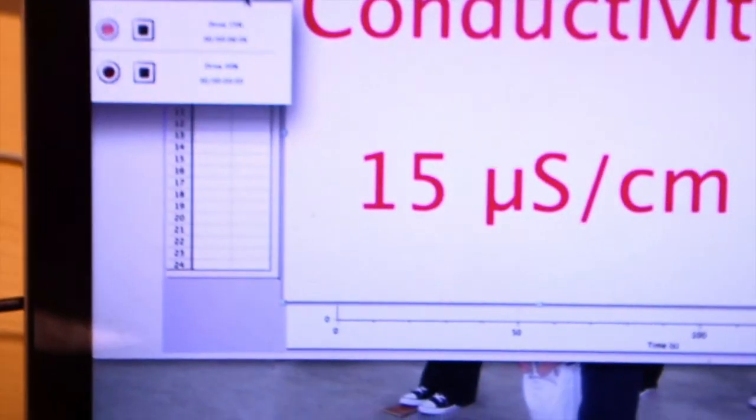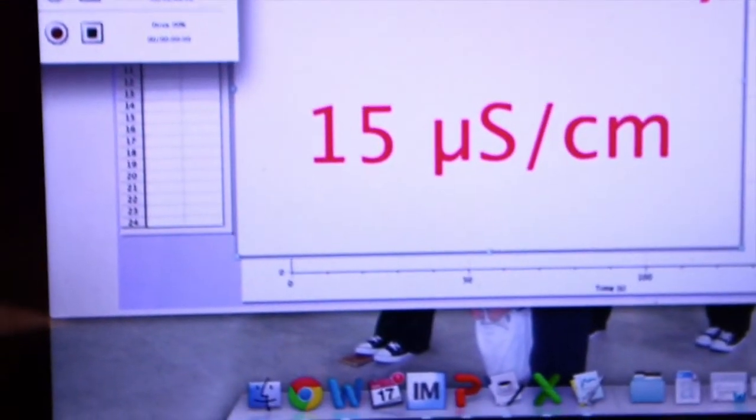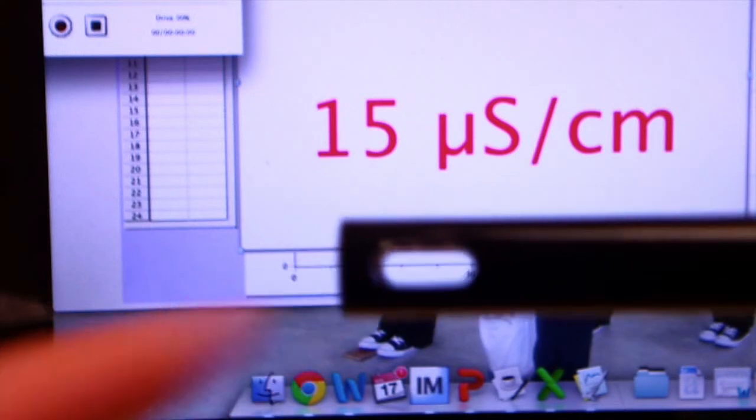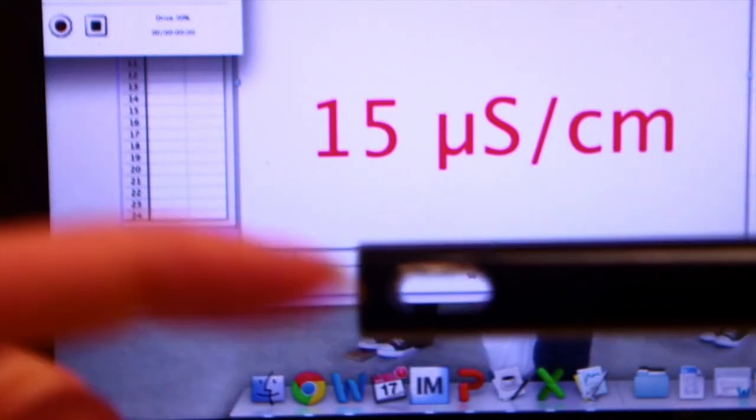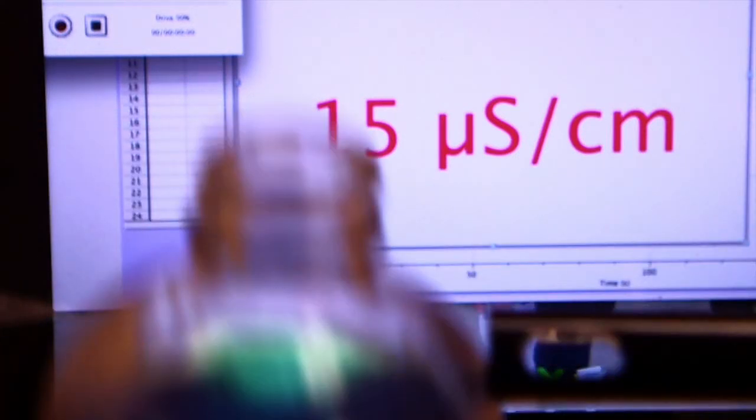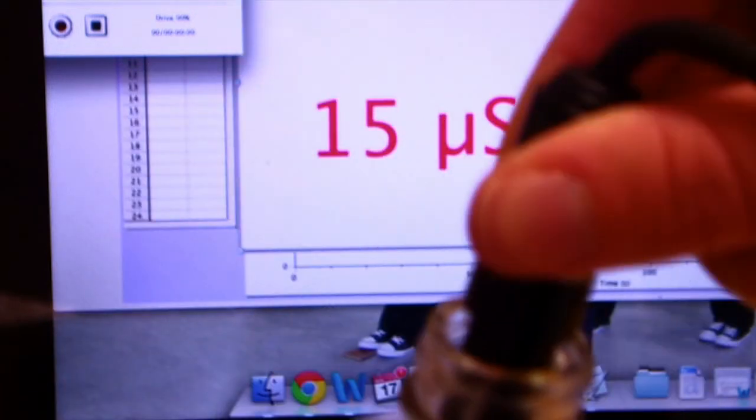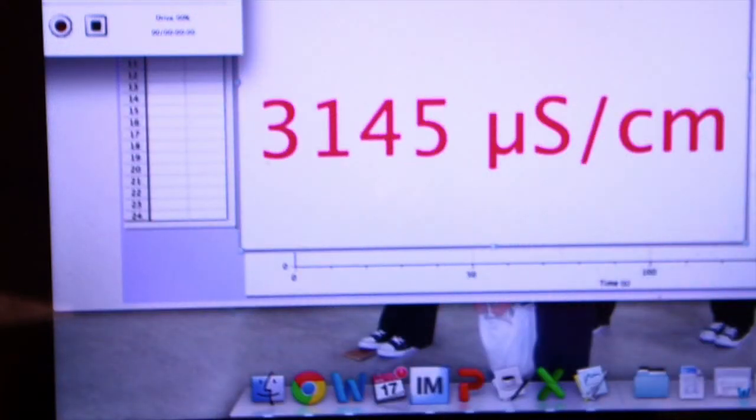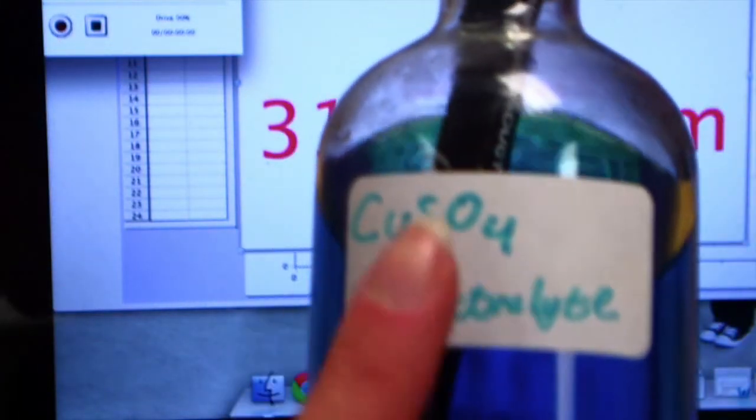I have my conductivity listed up on the computer here, and I'm going to take this little probe that has a little hole here that reads the conductivity of our solution. If I place it in here, we see that it instantly jumps up really, really high, meaning that these pieces in here are charged.